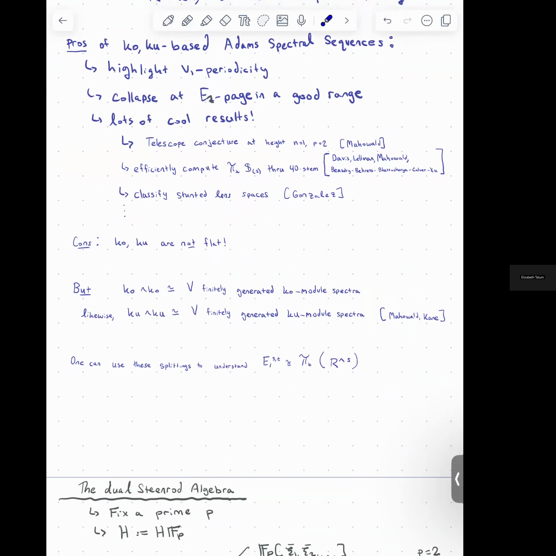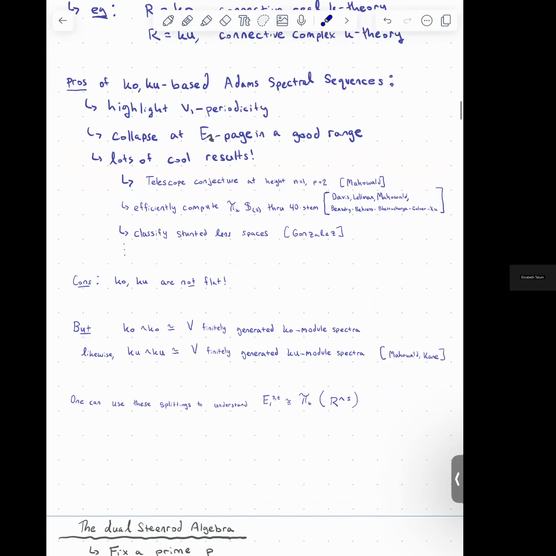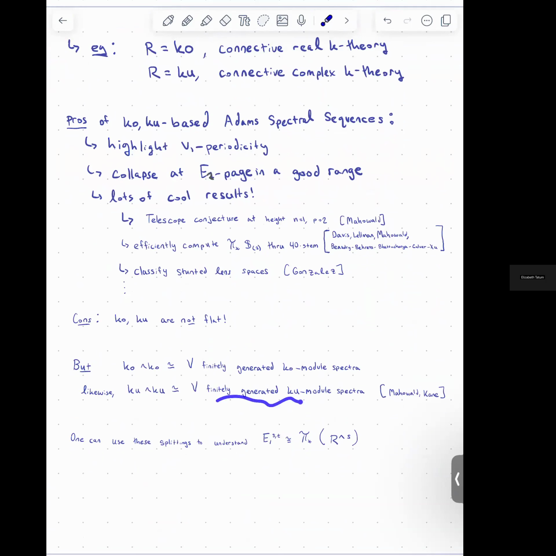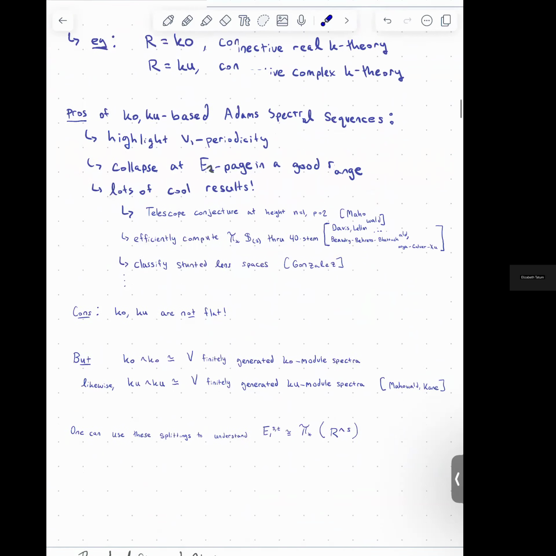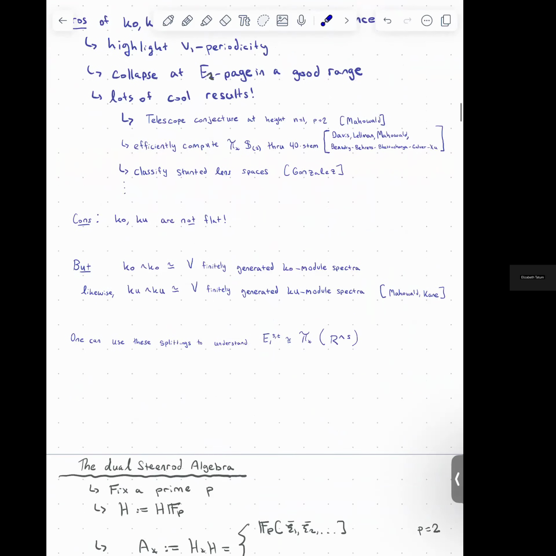Okay, so now I'm going to move on to talking about the non-equivariant Brown-Gitler spectra, because I should say these finitely generated KU module spectra, for example, are built out of Brown-Gitler spectra, and that's where those will come in. But first, I just have to say a little bit about the dual Steenrod algebra.